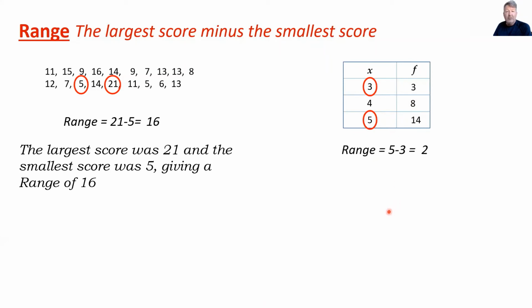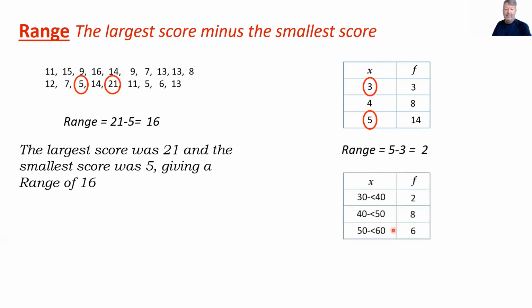If it's as grouped data, there we go, grouped again, 30 to 40, 40 to 50. Now, this one, we don't use the midpoints. I know for the measures of center, we've used the midpoints. This, we don't know the actual scores. So the best we can say, our largest is potentially 60. Our smallest is potentially 30. So our range is 60 minus 30.